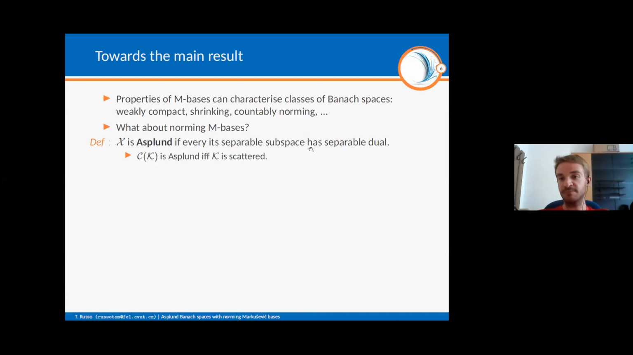A Banach space is Asplund if separable subspaces have separable dual, which is the shortest possible definition, one line, perfect for slides. And the thing we will need to know is that in the C of K category, C of K is Asplund exactly when K is a scattered compactum. And this we will use.